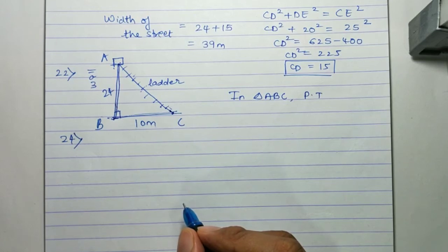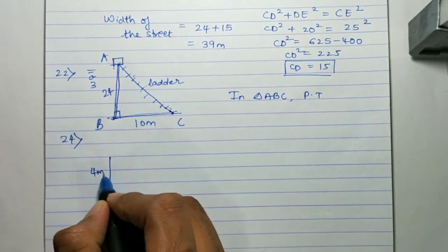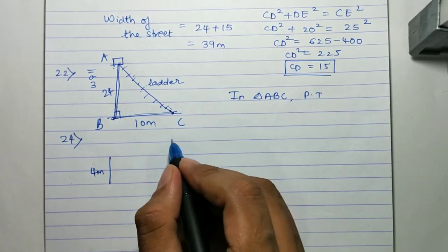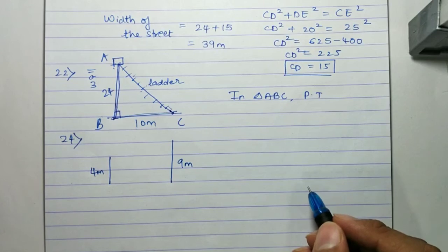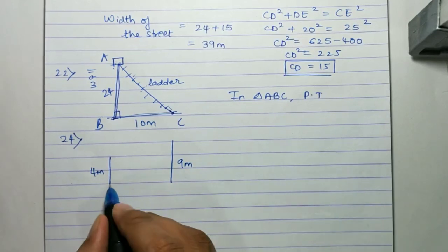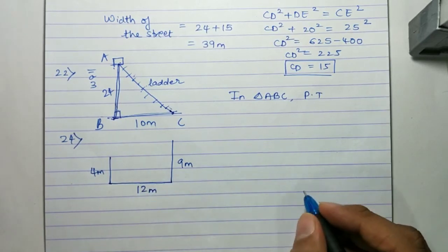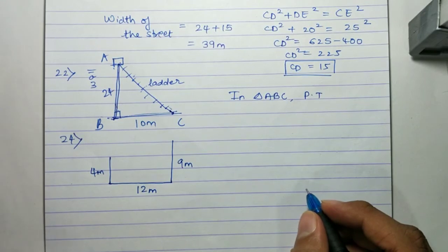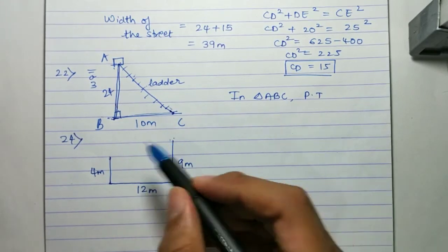Two poles are 4 meters and 9 meters high. So one pole is 4 meters high and another pole is 9 meters high. They are on the same ground and the distance between them is 12 meters. So the distance between the poles is 12 meters. Find the distance between their tops. So we have to find the distance between their tops.